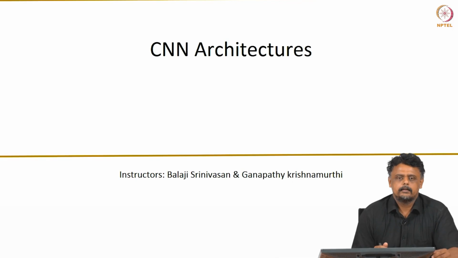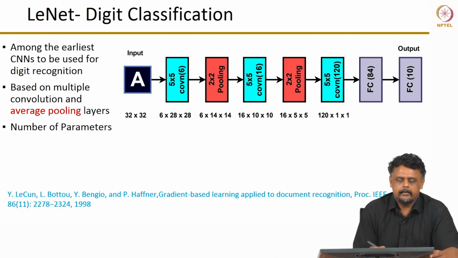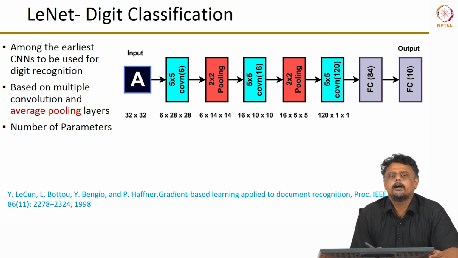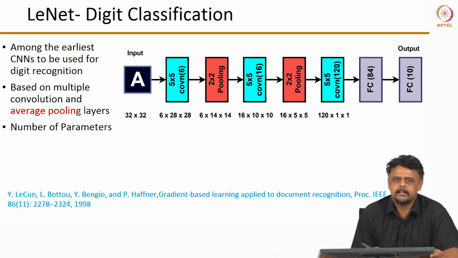Hello and welcome back. In this video, we will look at LeNet. LeNet-5, as it was dubbed, was first reported back in 1998. It was one of the earliest instances of convolutional neural networks used for image recognition.